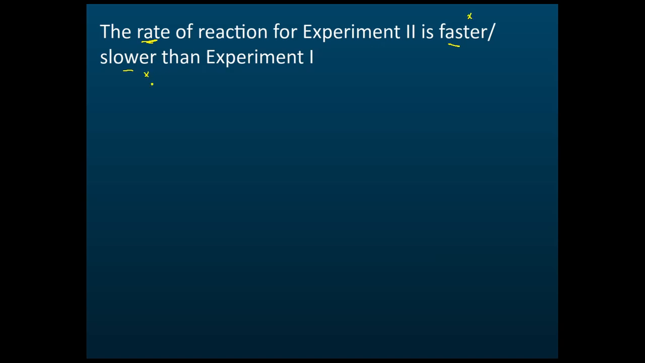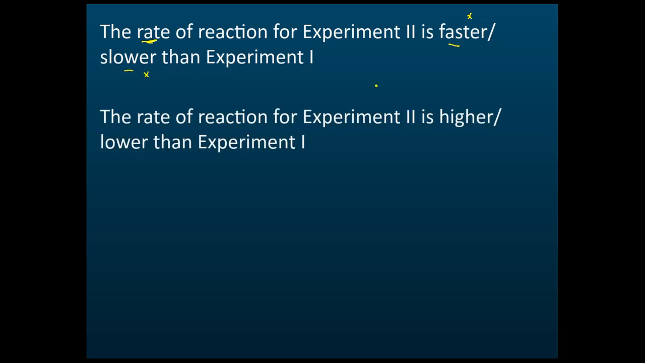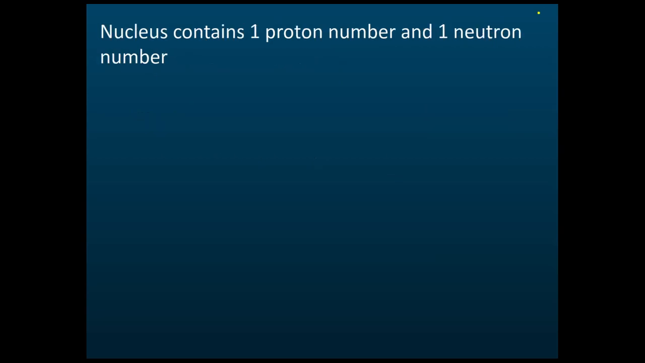We have a fast or slow experiment, but we don't have a fast or slow rate. So you must say it's higher or lower. So this is not correct. Okay, this is correct: nucleus contain 1 proton number and 1 neutron number.